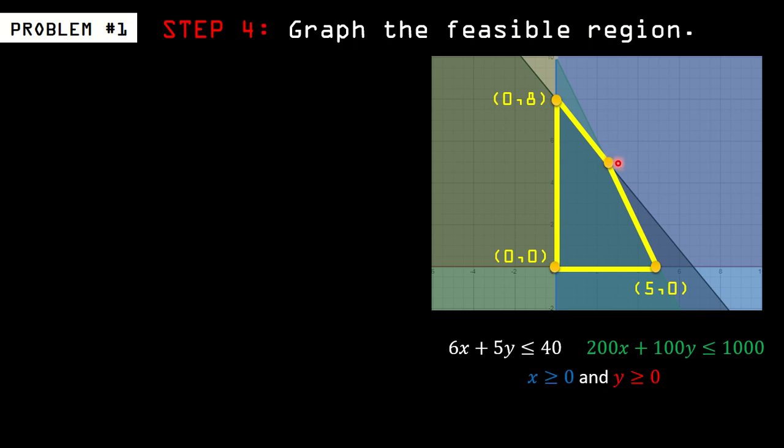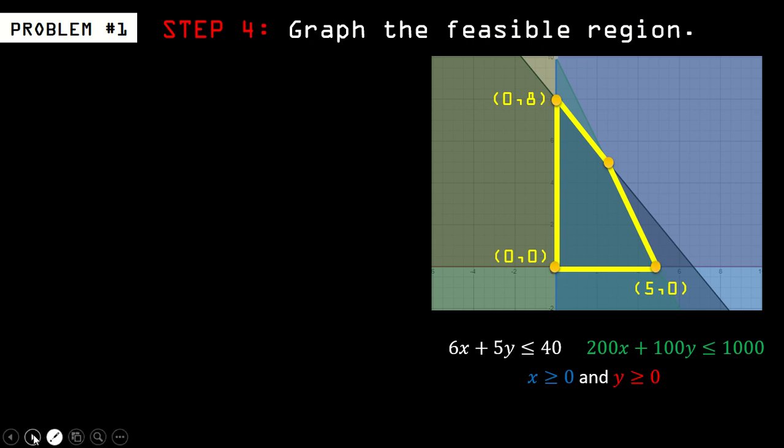Here, actually, it's not an intercept. So we need to find its point of intersection of the two inequalities, which are 6x plus 5y less than or equal to 40 and 200x plus 100y less than or equal to 1000. As you notice, it's coming from the graphs of these two. So for us to solve that, let's transform them into equations.